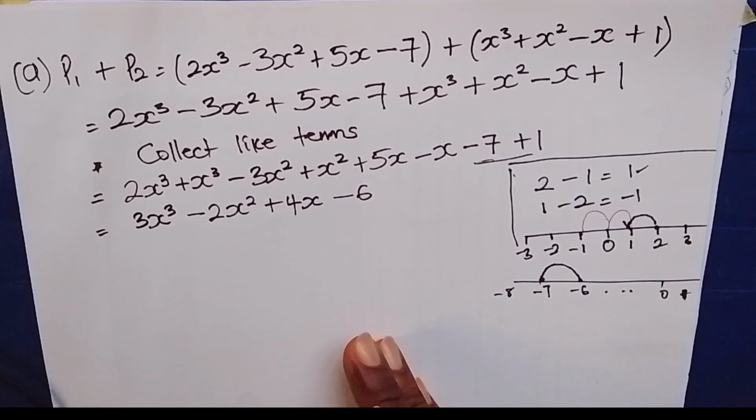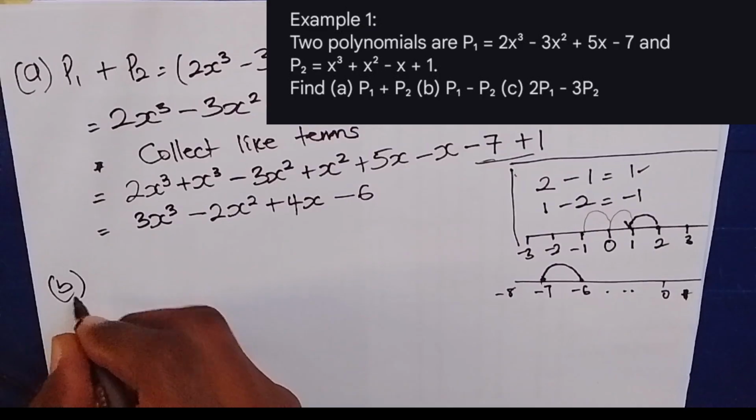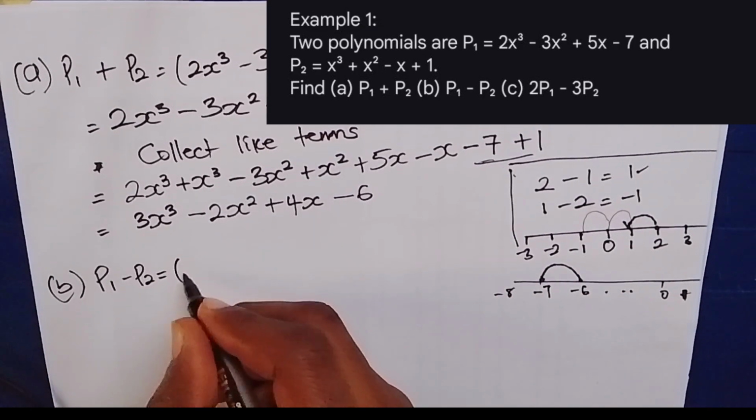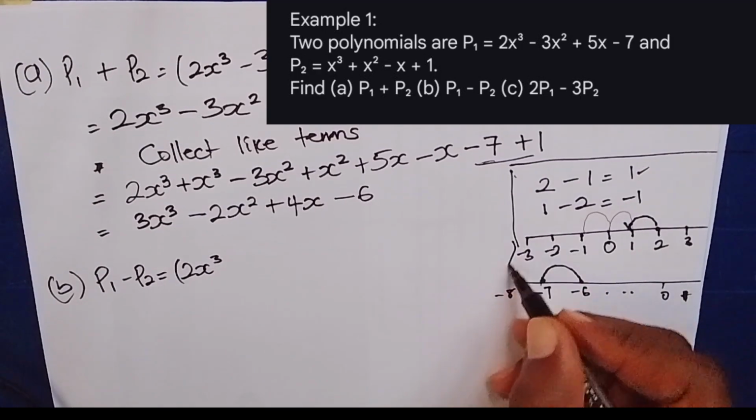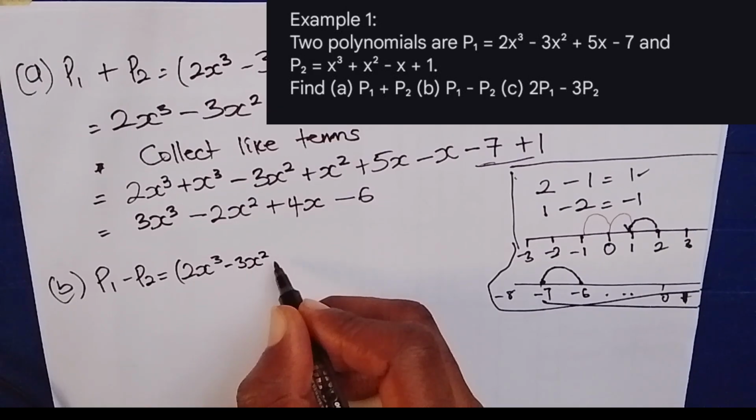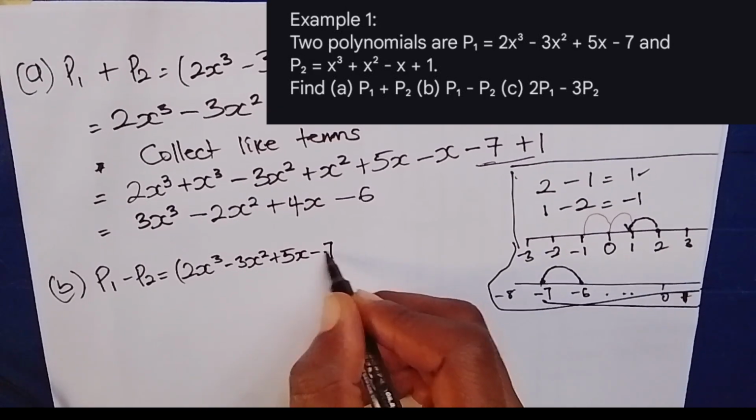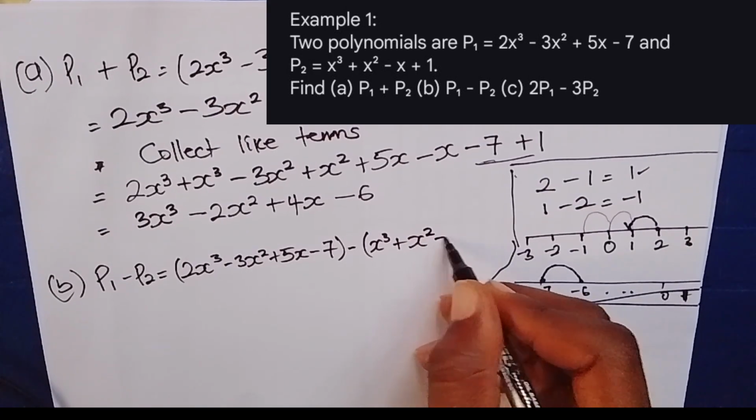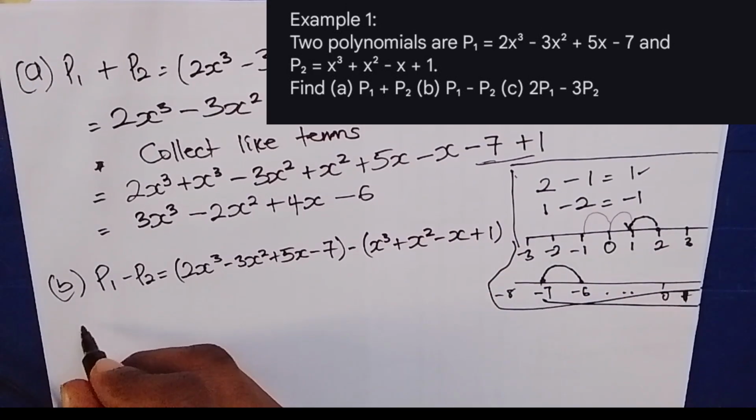So let's head straight to the next part, which is P1 minus P2. And our P1 is still equal to 2x cubed minus 3x squared plus 5x minus 7, minus x cubed plus x squared minus x plus 1.